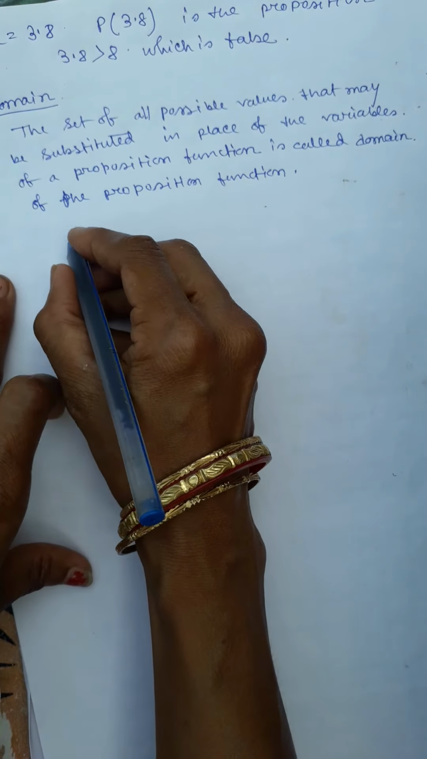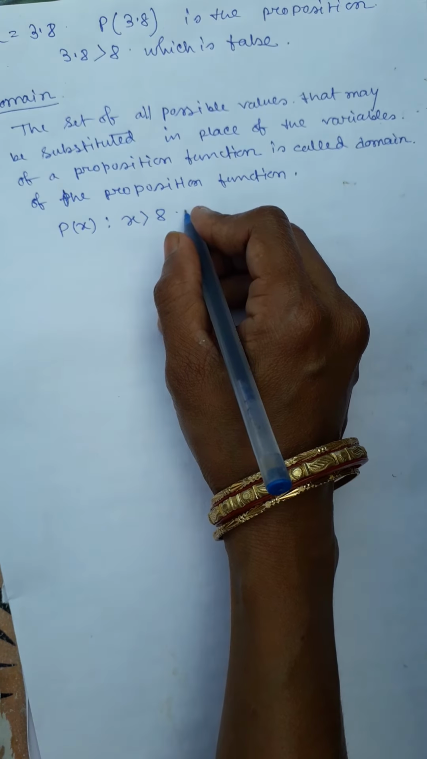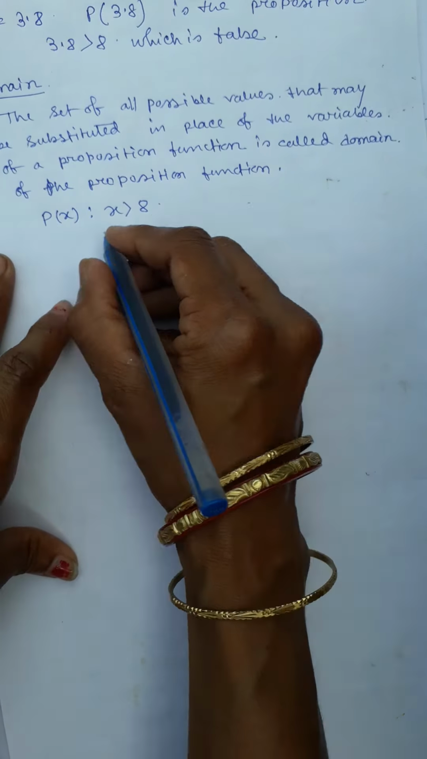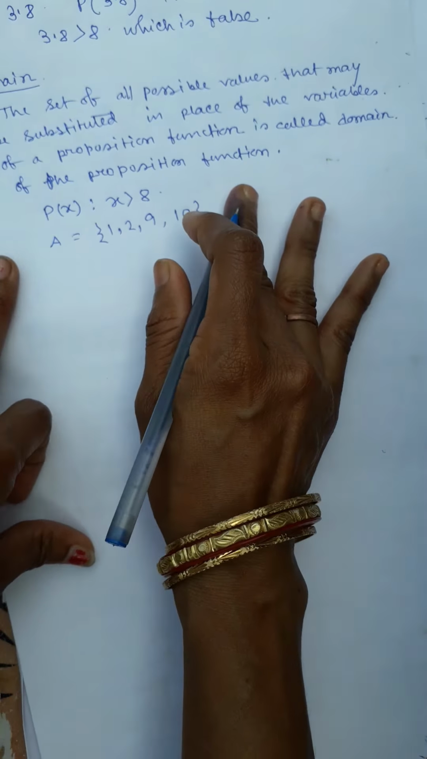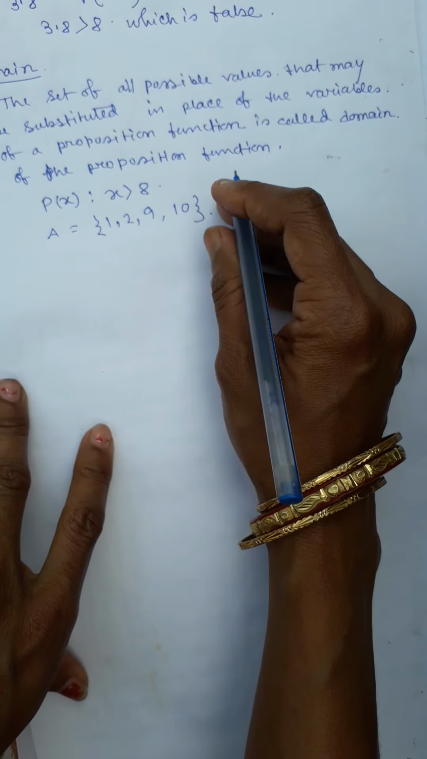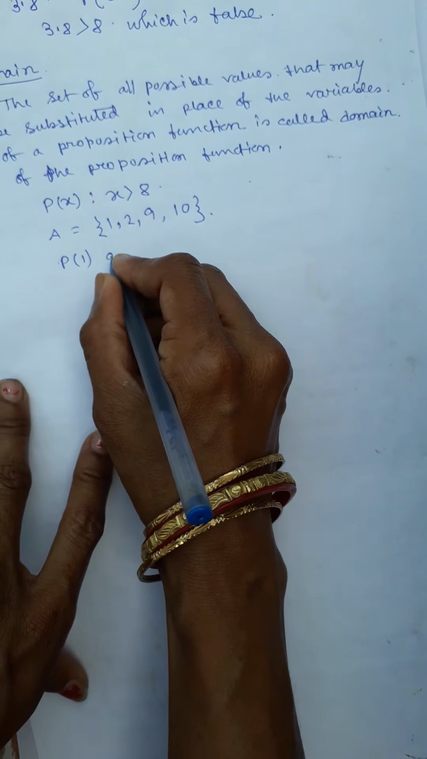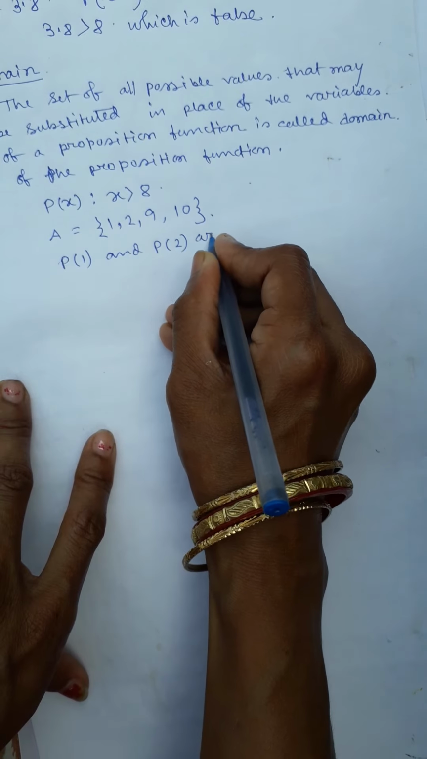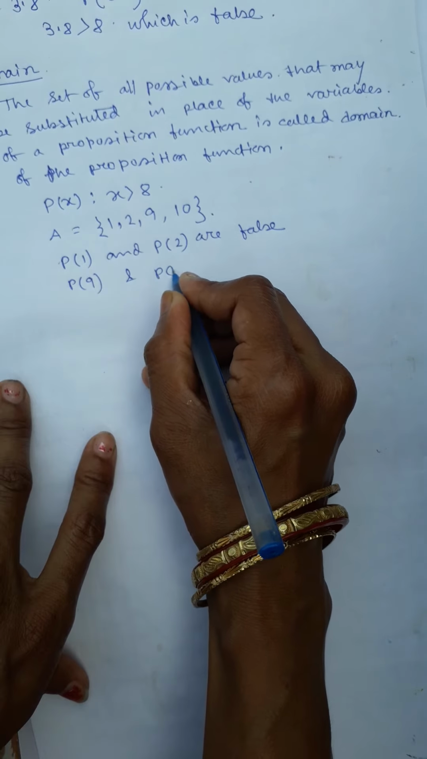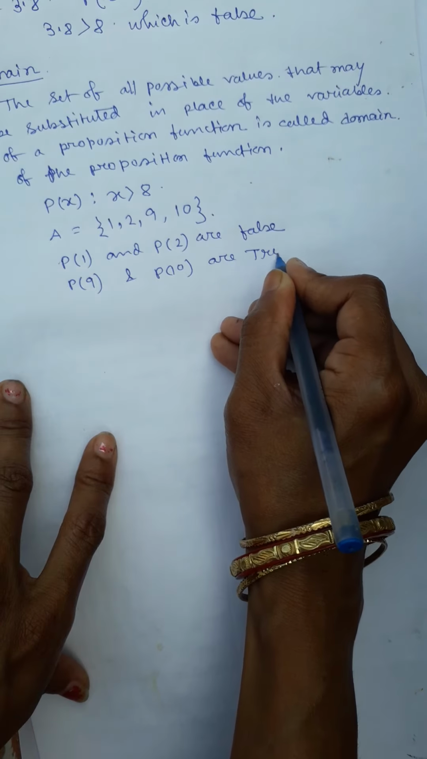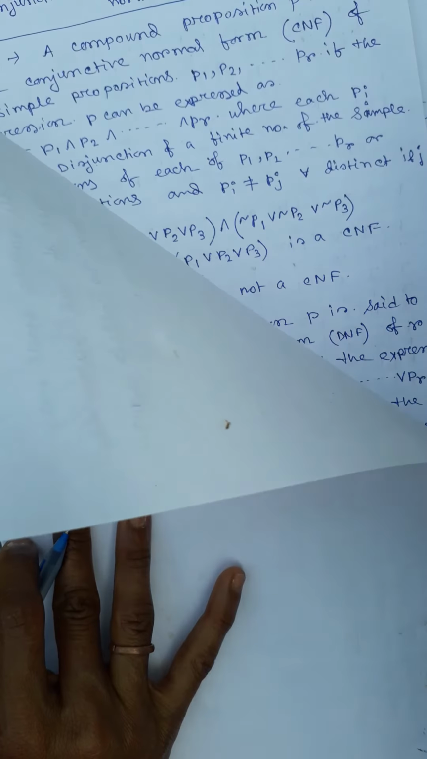So for example, for this proposition P(x), x greater than 8, we assume the value of the set, say capital A equals 1, 2, 9, 10. Then A becomes the domain. Here P(1) and P(2) are false, while P(9) and P(10) are true. So A is the domain here.